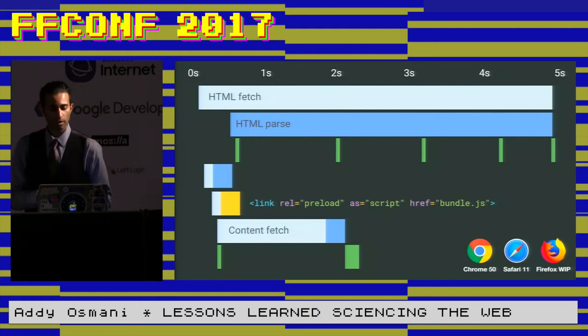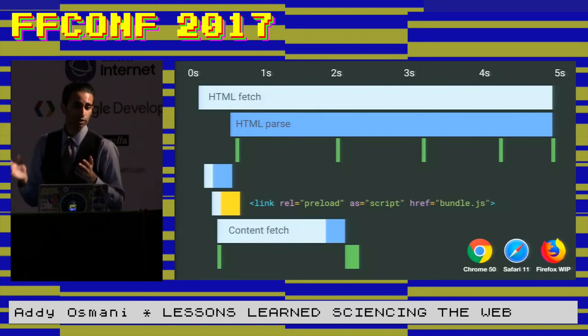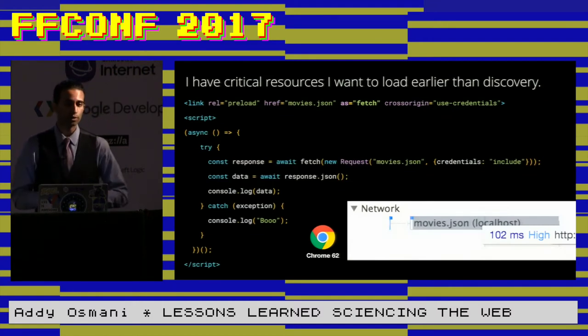Now, link rel preload has had an implementation in Chrome for a while. It's also been great to see this land in Safari 11, and it's currently a work in progress in Firefox. Over on the Chrome side, we've recently also fixed a number of bugs around using the Fetch API with preload. So if you're using Fetch, you're now going to get the same guarantees around link rel preload as you might have expected at one point.